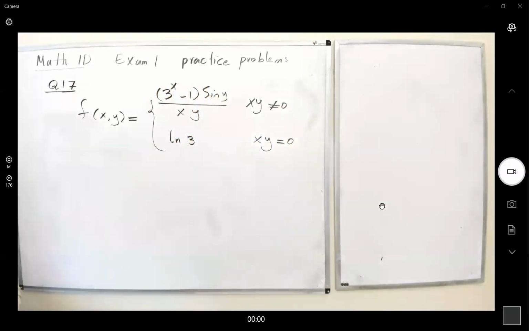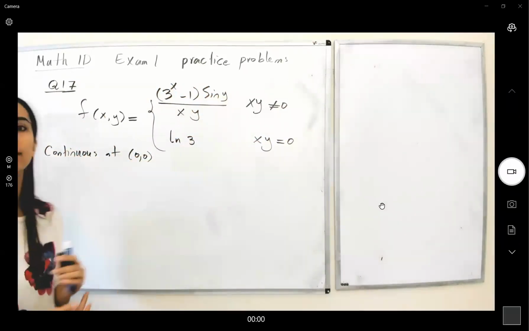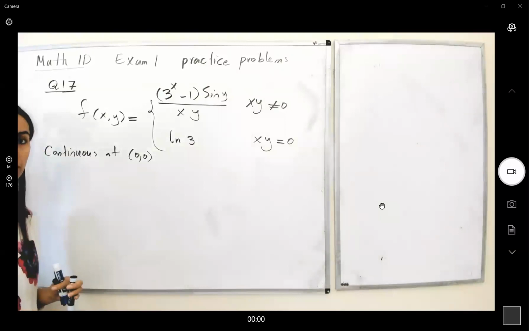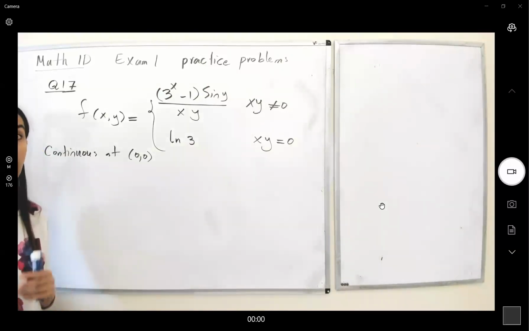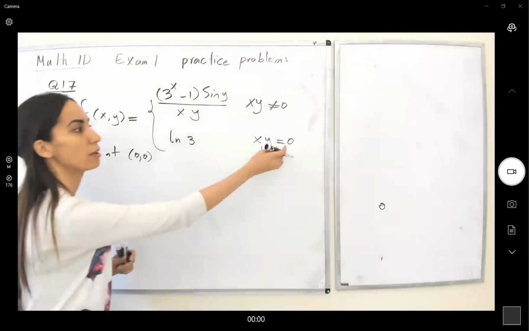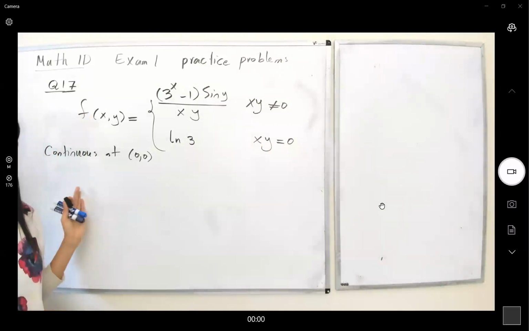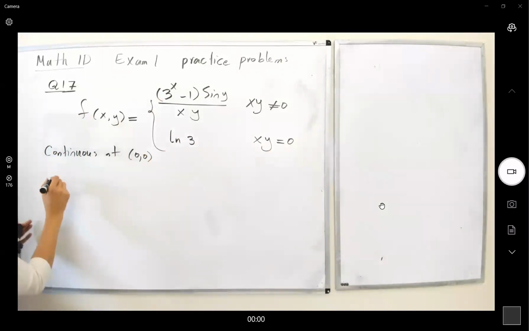So our goal is to show that this function is continuous at 0 and 0, or the origin. First of all, we have to check 3 conditions. The first condition is that 0 and 0 is actually in the domain of the function. So we defined it here. Second of all, the limit of the function must exist. Limit from left must be equal to the limit from right. So let us check to see if that's true.